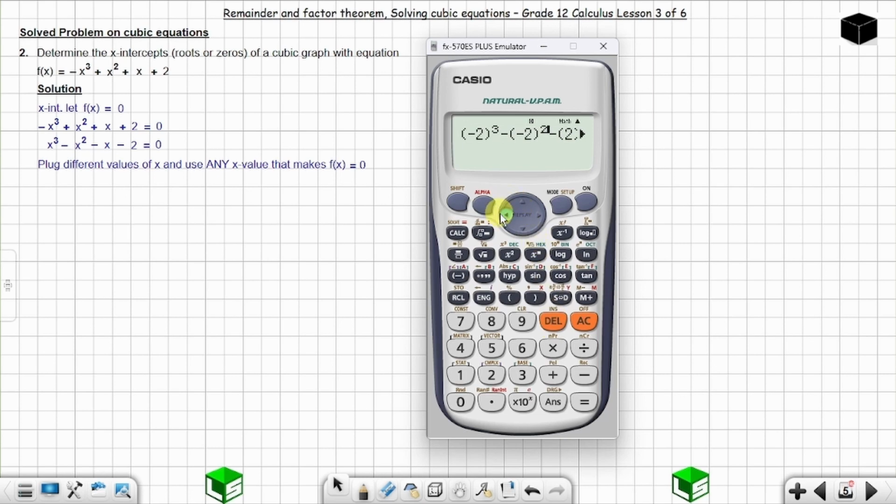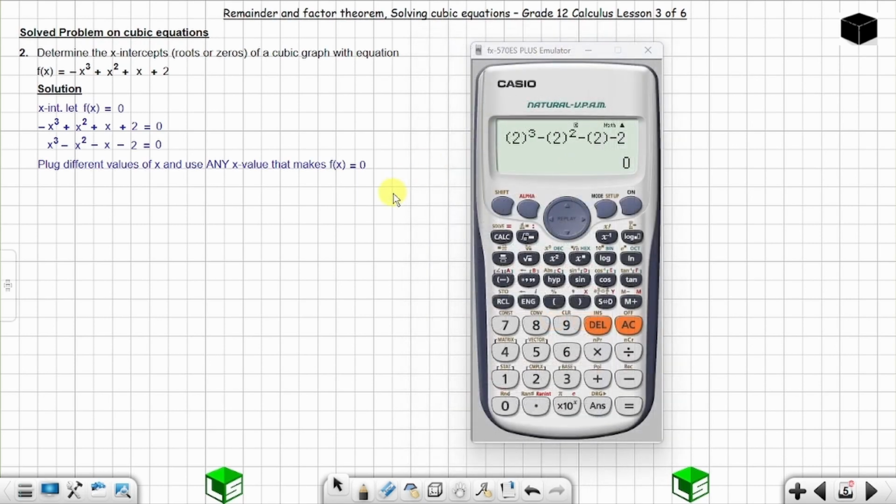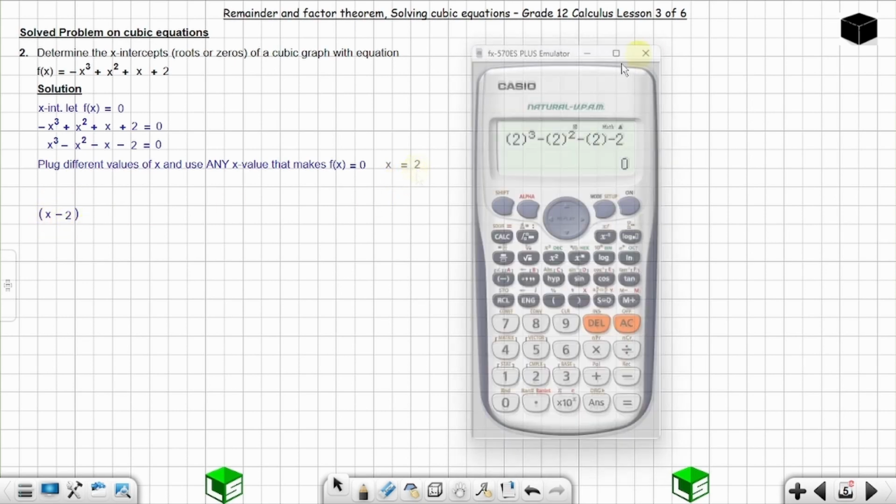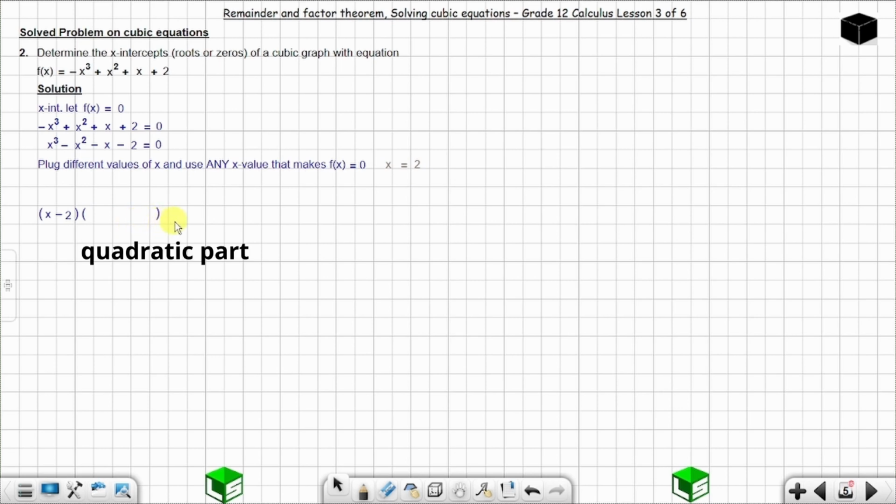I want to try 2. So 2 works. 2 gives me 0. I'm going to use x is equal to 2 because 2 gives me 0. So the linear part is x minus 2. When you take this into the bracket, the sign changes from positive to negative, because when you solve it, you're going to have x is equal to 2. Now we have to get the quadratic part.